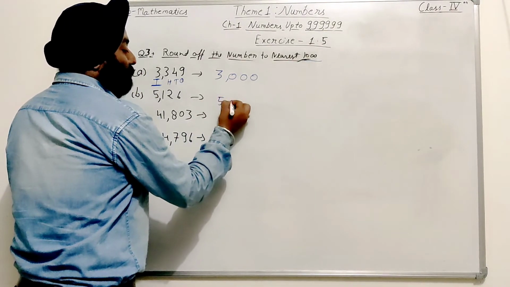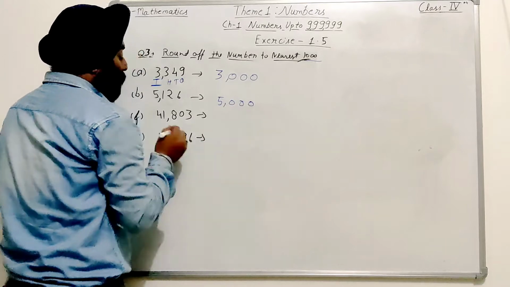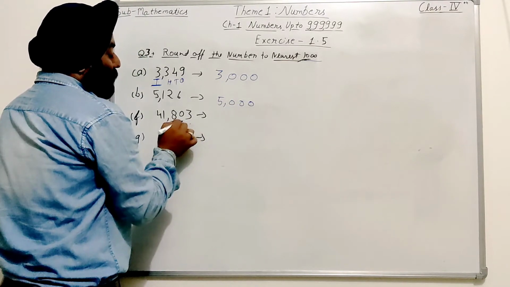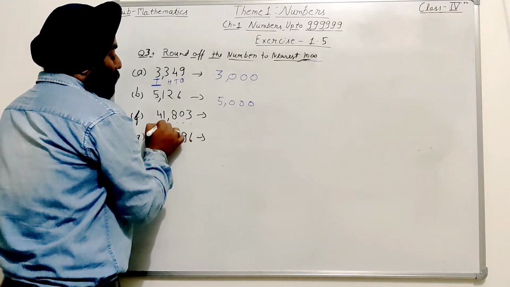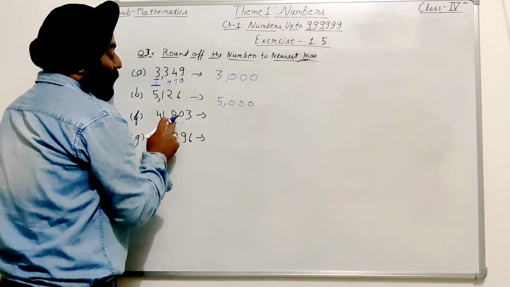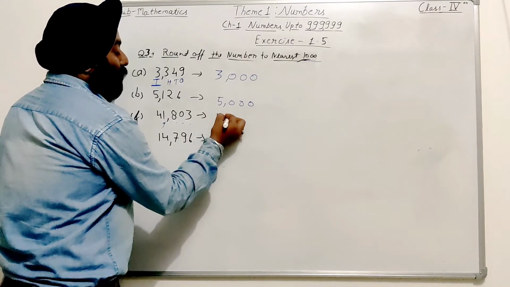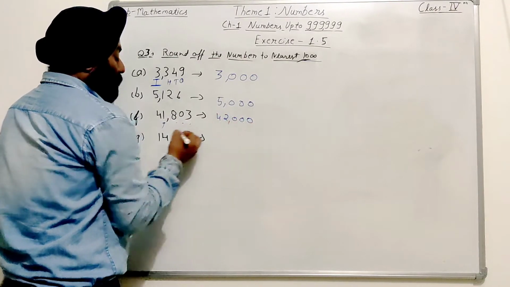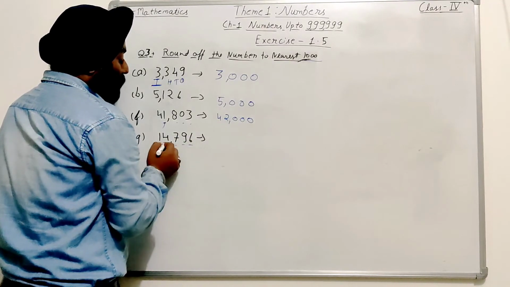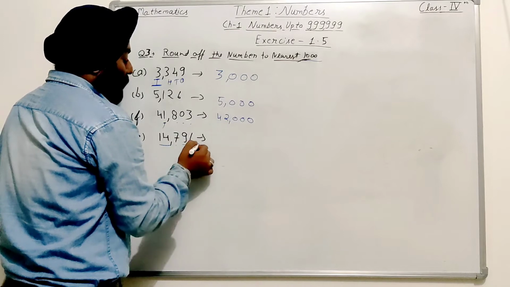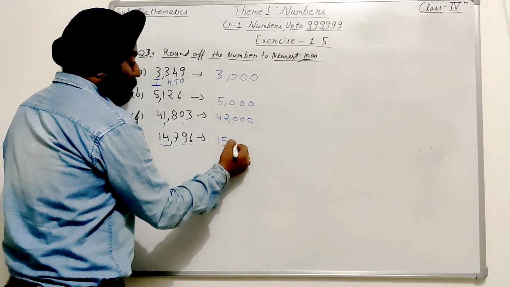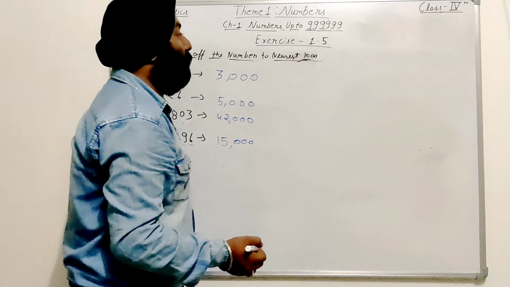Then 5126. Then 5, then 3, 0. Next, 41,803. Ones, tens, hundreds, thousands. The hundreds place number is 8. So 42,000. After that 14,796. 14 becomes 15 and 3, 0.